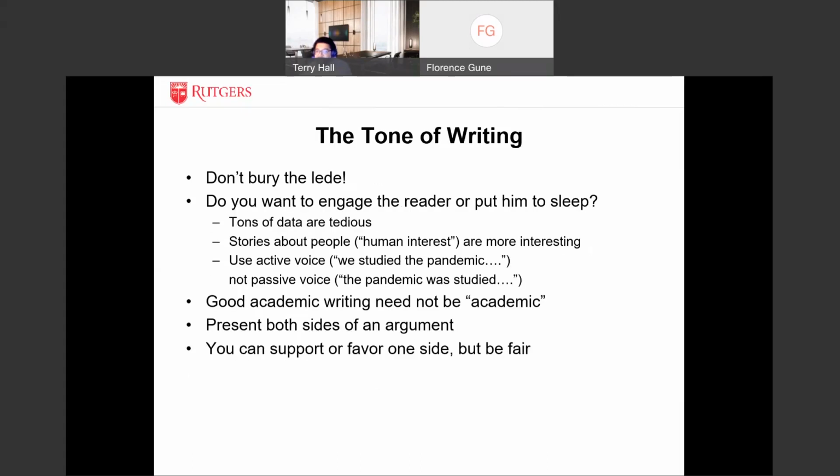When it comes to the tone of writing, don't bury the lead. Make sure that whatever was priority, whatever the purpose of the paper being written is, it stays in the most critical places for the paper structure. That is in our thesis sentences, that is in our topic sentences, and that is in our intro and conclusion. Make sure that you engage the reader.